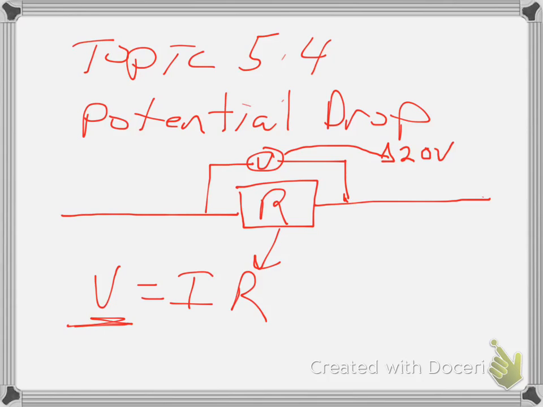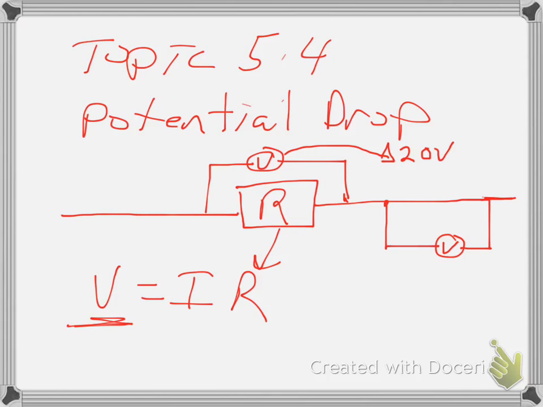Now if you took that same voltmeter and you put it right here to right there on the piece of wire, you would find that it would register nothing. There is no potential drop there. So that's what I meant by the resistance in a piece of wire is considered to be negligible to the total circuit. So that's the idea of potential drop.